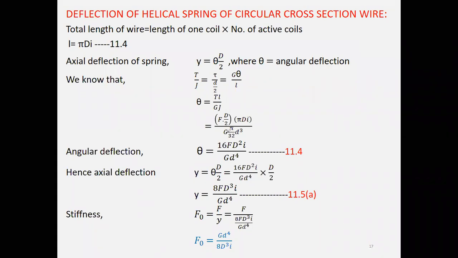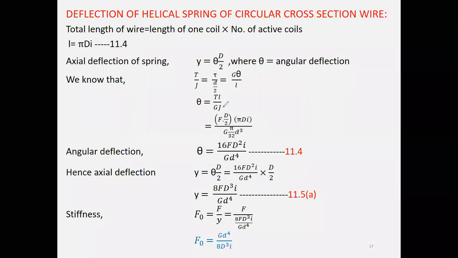G is the modulus of rigidity. J is the polar moment of inertia, for a circular section. It will be pi by 32 d cube. This is a standard one. Therefore, polar moment of inertia is pi by 32 d cube. I have substituted that. You have used this term, polar moment of inertia, in your mechanics of material, I think in the torsion and column module.